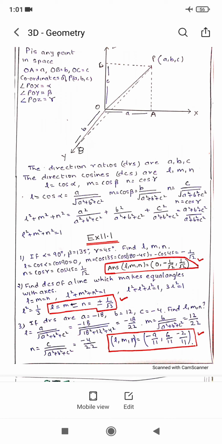If DRs are given, a is minus 18, b is 12, c is minus 4, we find out l, m, n. l is minus 18 upon root of 18 square plus 12 square plus 4 square. 18 square is 324, 12 square is 144, 4 square is 16. The total is 484, under root 484 is 22. So l is minus 18 upon 22, m is 12 upon 22, n is minus 4 upon 22. On simplification we get l, m, n as minus 9 upon 11, 6 upon 11, minus 2 upon 11.